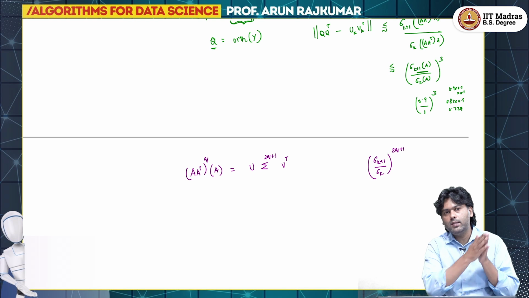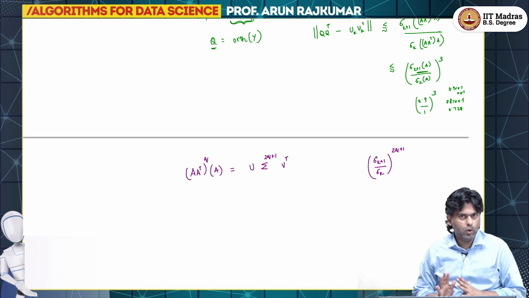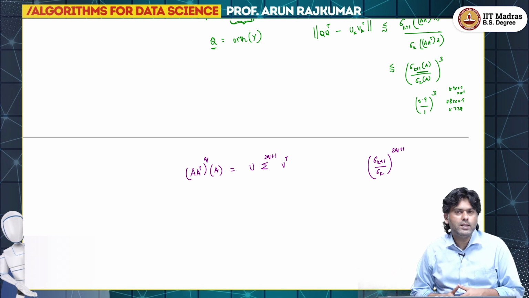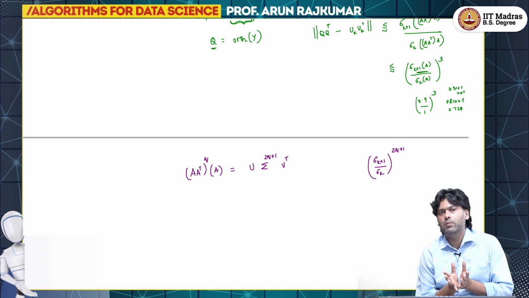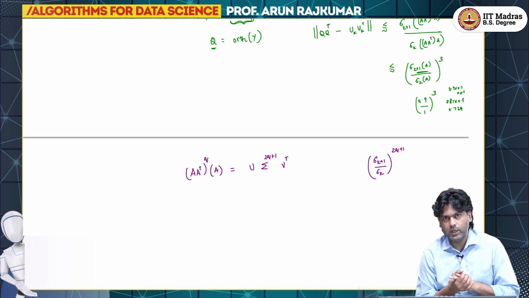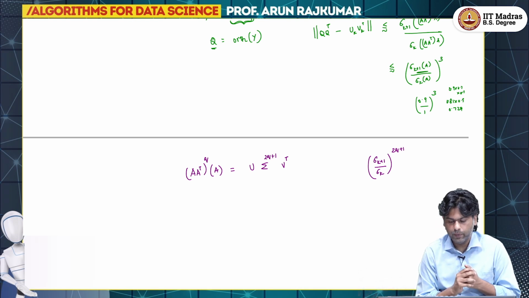And now I can make this as small as I want, which means that simply by using a different matrix, it seems like we can get a much better approximation for the basis onto which we want to project, which is the top k singular vectors.